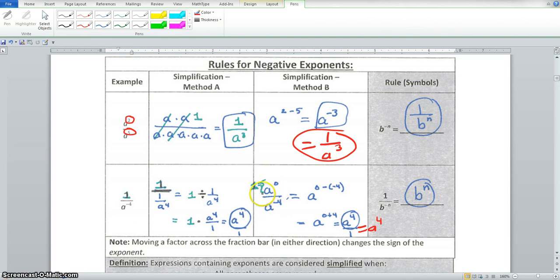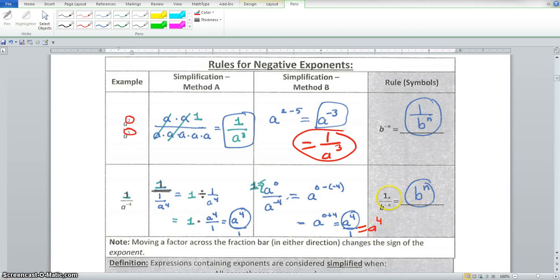Okay, picking up where we left off, we would change this 1 to a to the 0 power. Now we have the same base, and we would subtract the exponents. We would have 0 minus a negative 4, which would give us 0 plus 4. So we would end up with a to the 4th power, divided by 1. So our final answer would just be a to the 4th power.